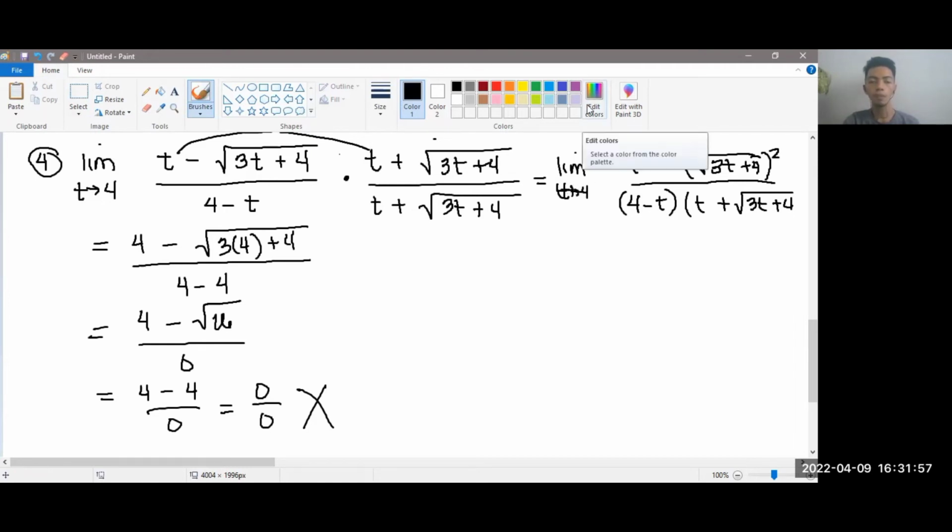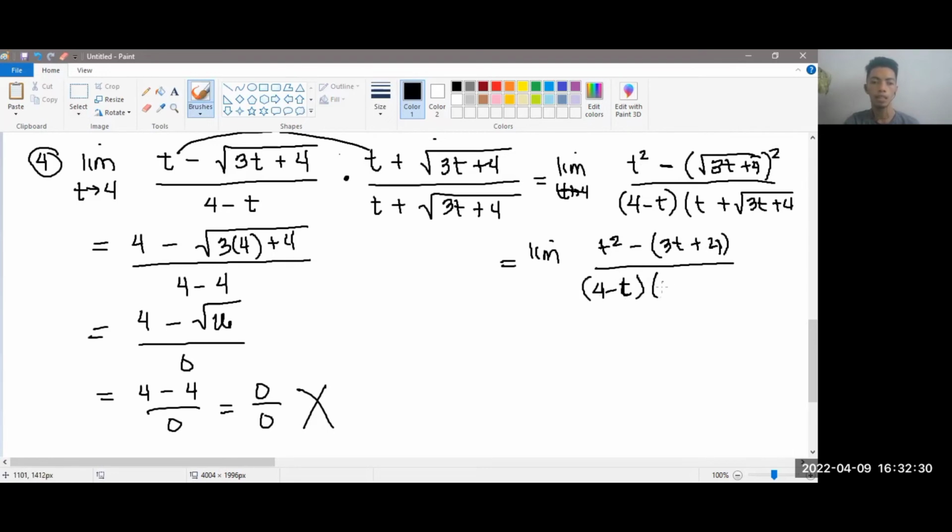Okay? So, ngayon, ang gagawin natin is isi-simplify natin. Kung makikita ninyo, kanina sinabi ko sa inyo na kapag yung isang square root, in-square natin, matatanggal yung radical. So, it will be the limit of t squared minus the quantity of 3t plus 4, all over 4 minus t, and then multiplied by t plus square root of 3t plus 4, as t approaches to 4.